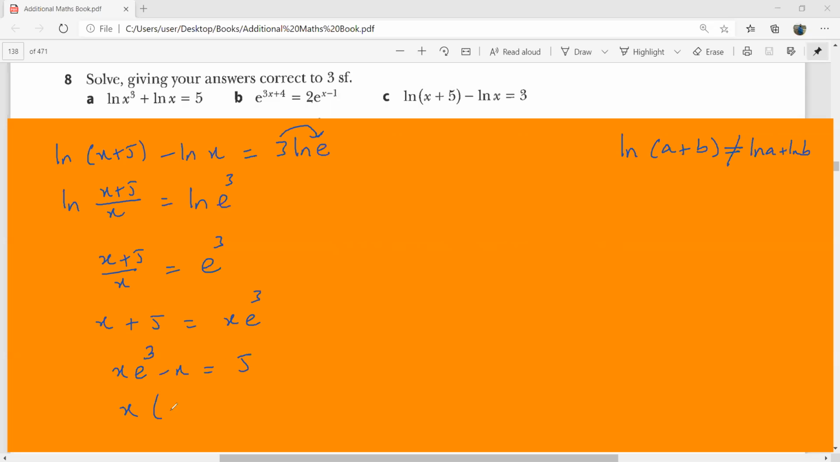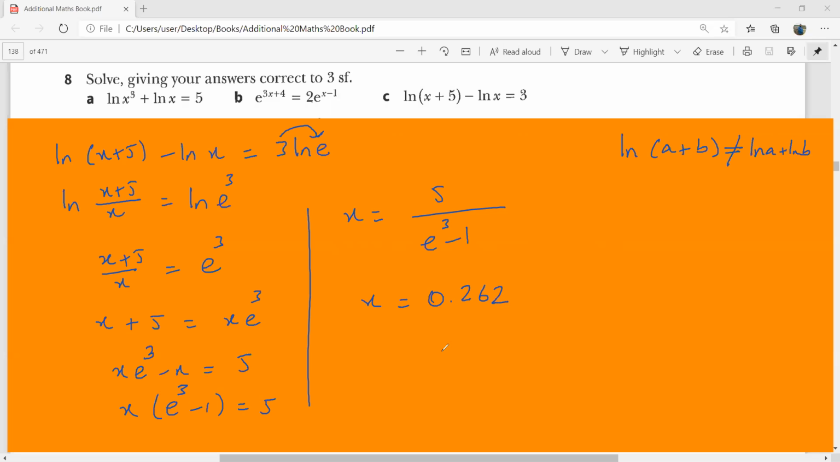I take x common. Try not to use calculator during your working, okay? So while you're working, try to use this just once at the very end. This 5 over (e cubed minus 1). So that should give you 0.262, so this is correct to three significant figures.